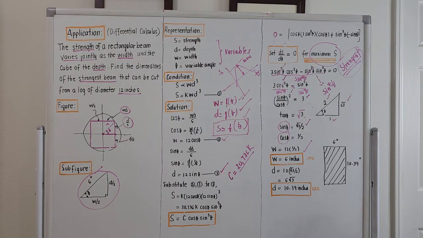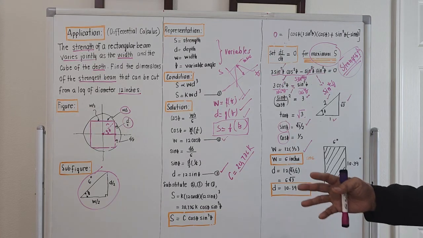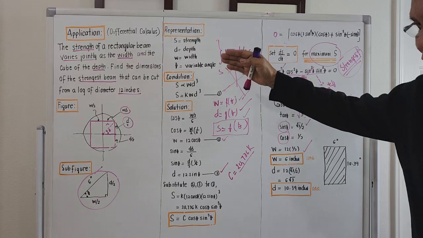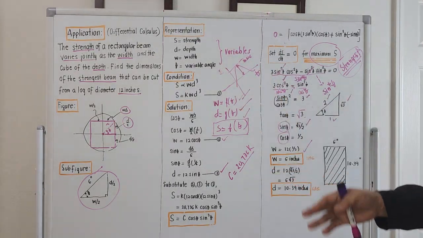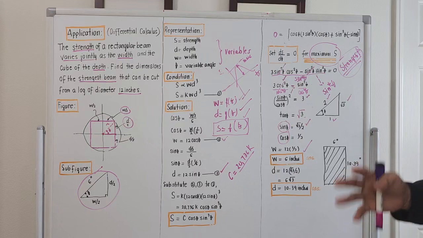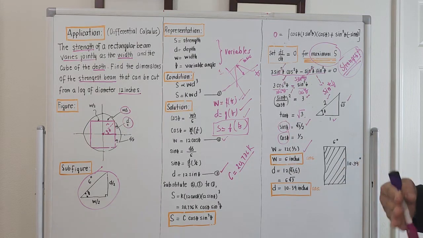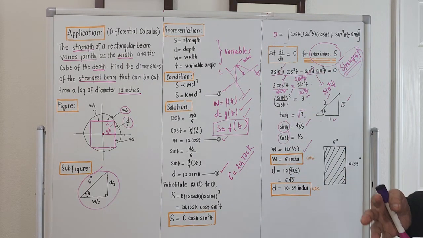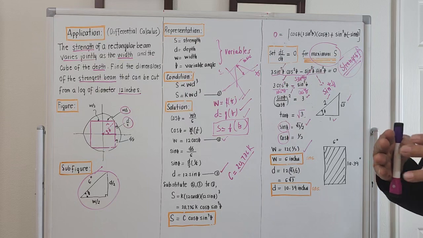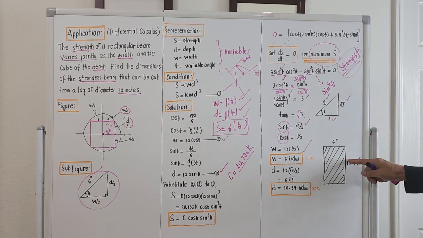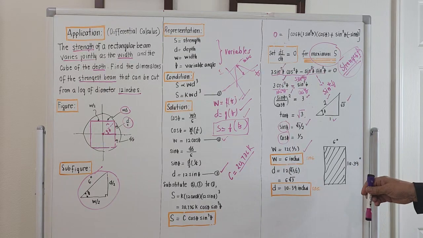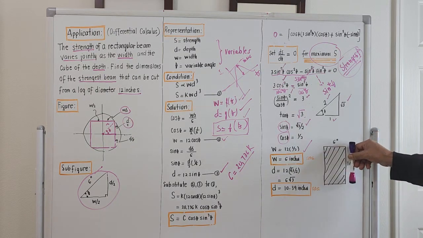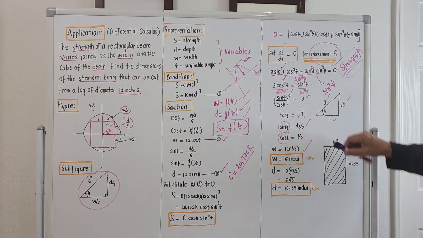Okay, that's it, guys. For those of you who are browsing for a content gap on the application of differential calculus, this is one of the examples. It is on the so-called maximization of the strength of a beam needed for our rafters in our buildings. So we now know why the shape of the rafters used in our buildings is rectangular. That's the reason why it is rectangular. The depth should be 10.39 and the width should be 6 inches.